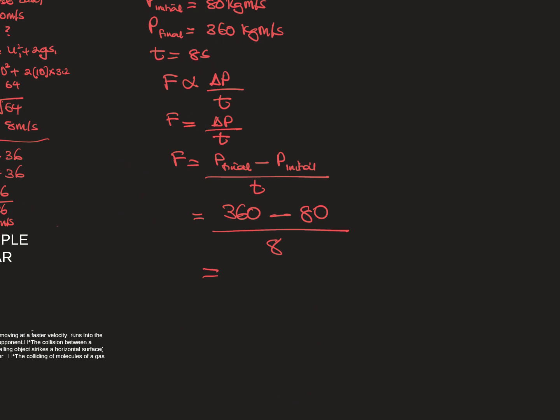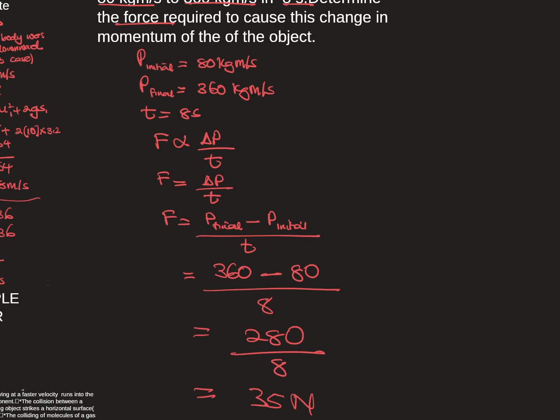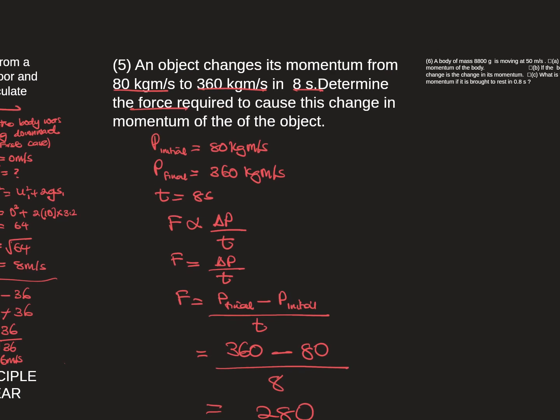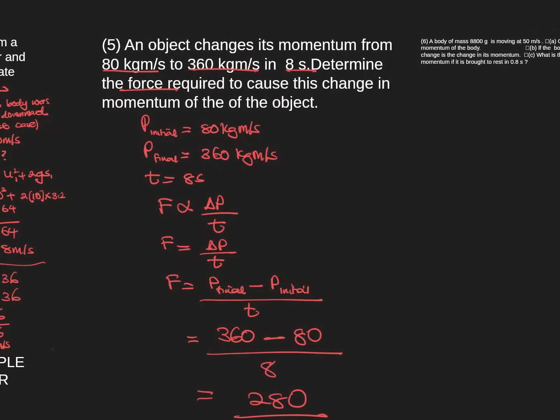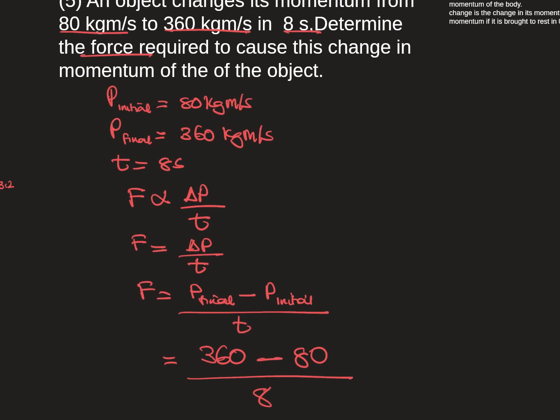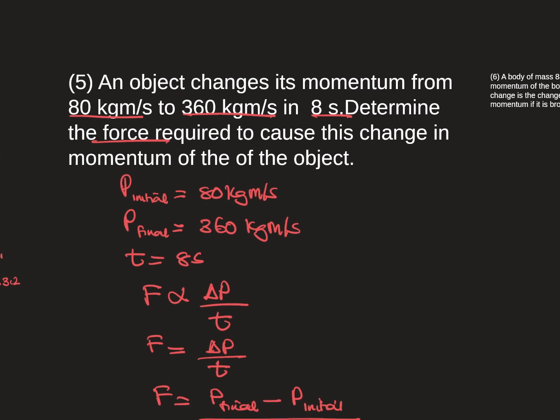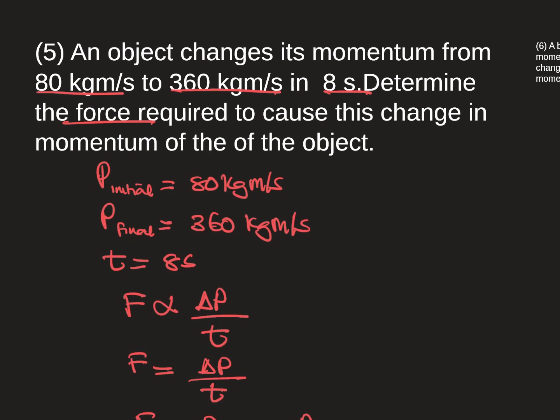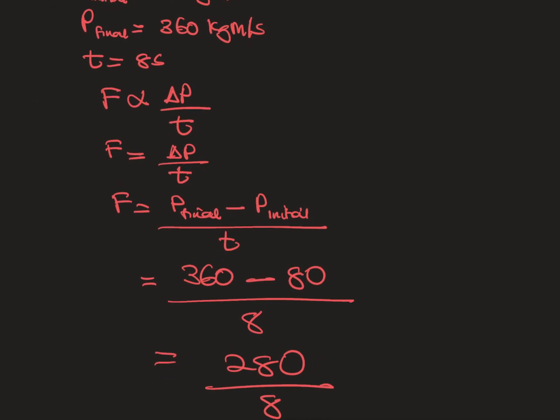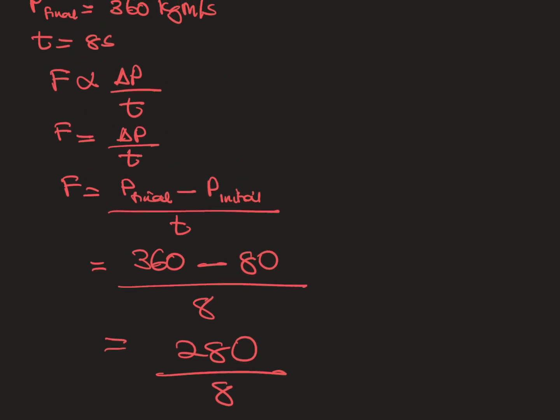So that will be 360 minus 80, that is 280, divided by time, which is 8 seconds. So we're going to have 35 newtons as the force required to change the momentum from 80 kilograms meters per second to 360 kilograms meters per second. Okay, 35 newtons.